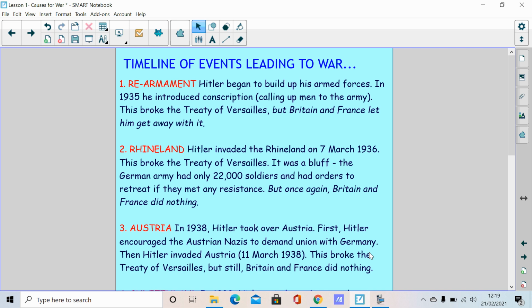In 1936, Hitler took this new armed force that he'd collected and invaded a place called the Rhineland on the 7th of March. Again, this broke the Treaty of Versailles. It was a bluff, though, according to the history books. The German army had only 22,000 soldiers at this point, and had orders to retreat if they met any resistance. But once again, Britain and France did nothing.